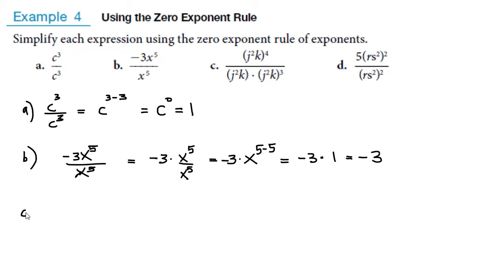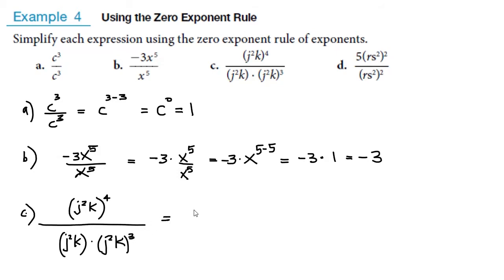Part C is going to require me to do a little bit more work too. So here the base is j squared times k. That's the base. And in the numerator, it's to the power 4. In the denominator, we're going to have a little bit more work to do. So we have j squared times k multiplied by the base of j squared times k to the power 3. Once we do a little work, remember, of course, we don't see an exponent here, but we know the understood exponent is 1. So in the numerator, we have j squared k to the power 4.